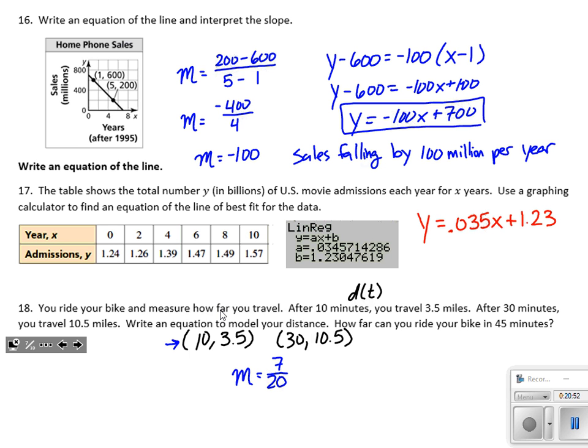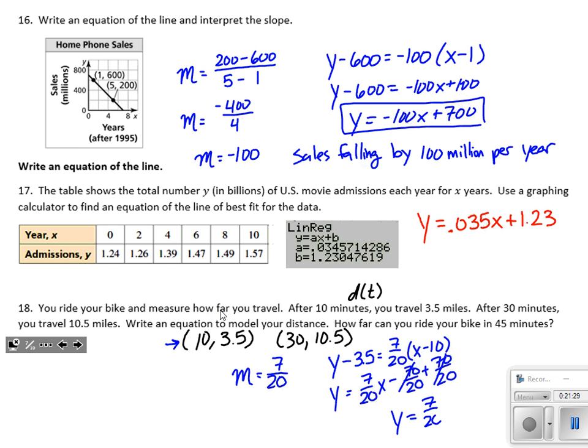I think the first one probably. Our equation, y minus 3.5 equals m times x minus 10. y equals 7 over 20x minus 70 over 20. And then 3.5, that would be 35 over 10, which would be 70 over 20. Oh, so they cancel out. Our y-intercept is 0.